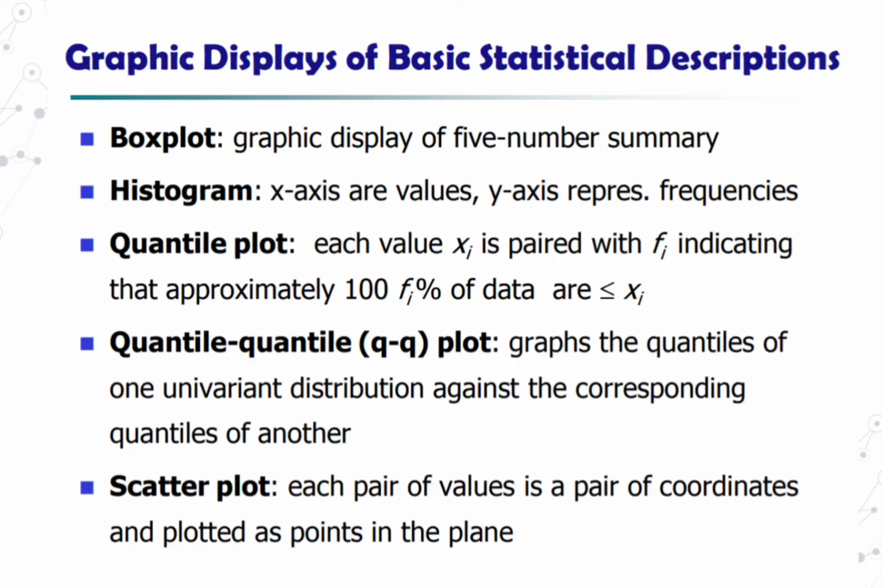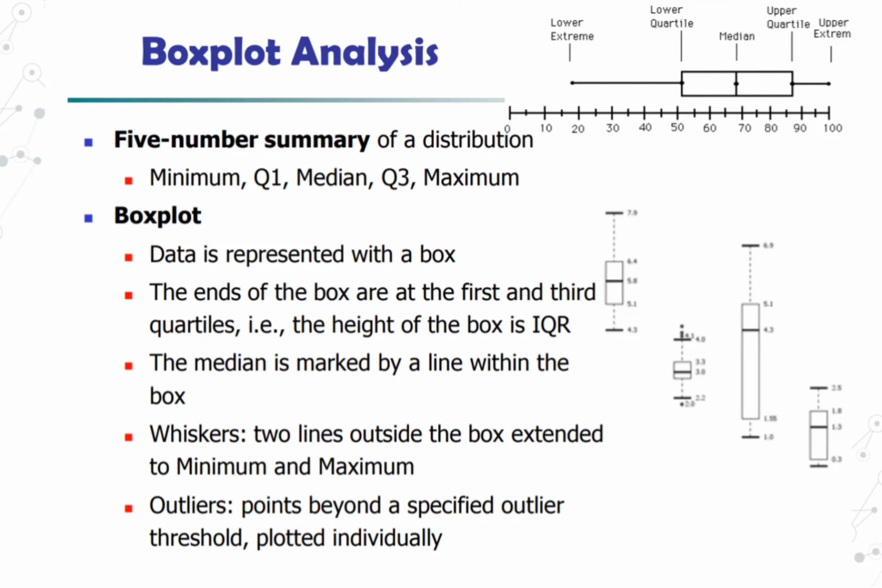Now let's discuss the graphic displays of basic statistical descriptions. Let's start with the box plot analysis. Box plot analysis consists of the five-number summary of a distribution, which are minimum, quartile 1, median, quartile 3, and maximum. The data is represented with a box. The ends of the box are at the first and third quartiles. The height of the box is the IQR. The median is marked by a line within the box. Whiskers are the two lines outside the box extended to the minimum and maximum. Outliers are the points beyond a specified outlier threshold, plotted individually.